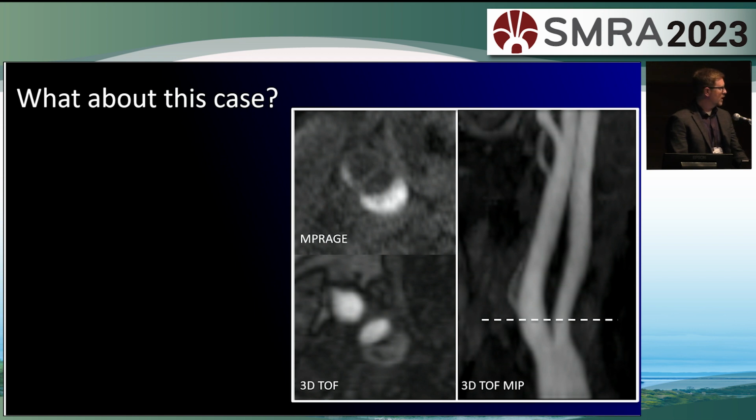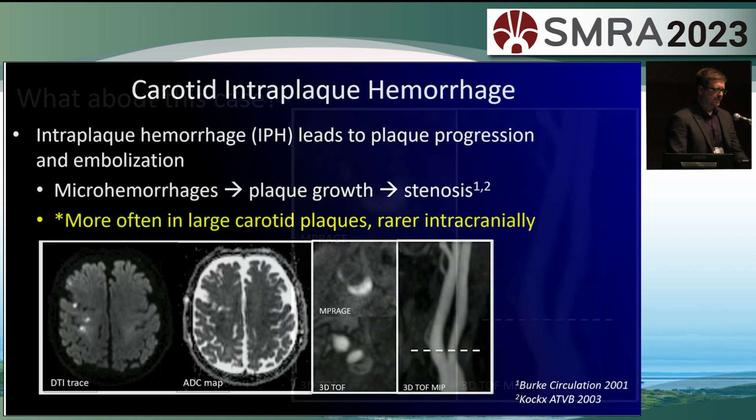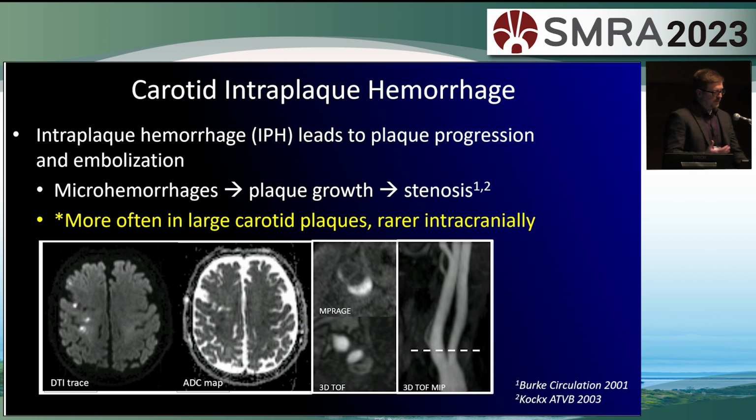When we looked at this in cross-section, you could see there was a very large plaque, hyperintense on T1 weighted sequences like time of flight and MPRAGE. And in this case, we could tell the treating clinicians that this was intraplaque hemorrhage. And now we know that plaque hemorrhage leads to both plaque progression and embolization as well as progression of stenosis.